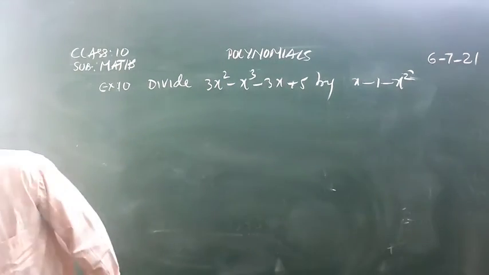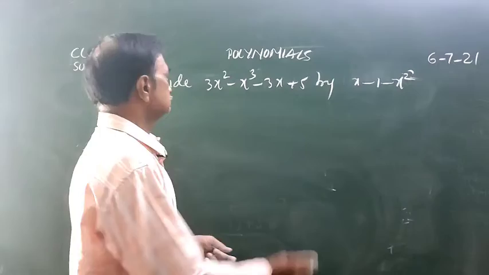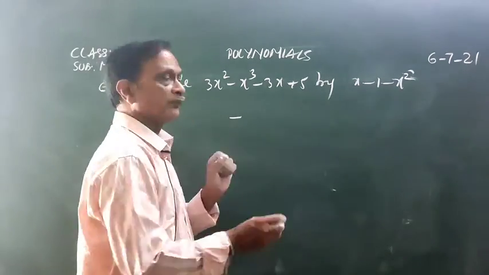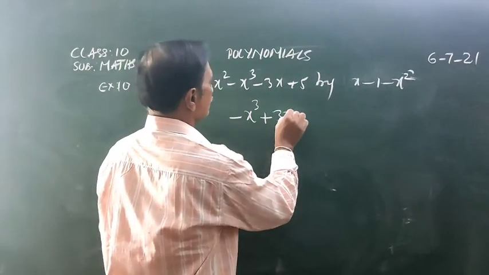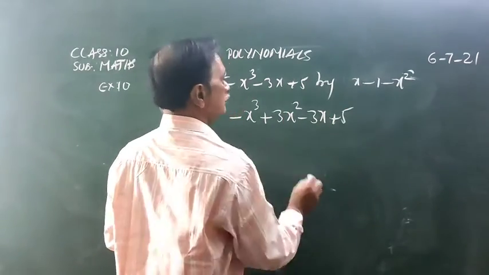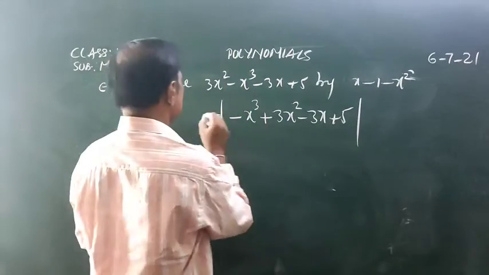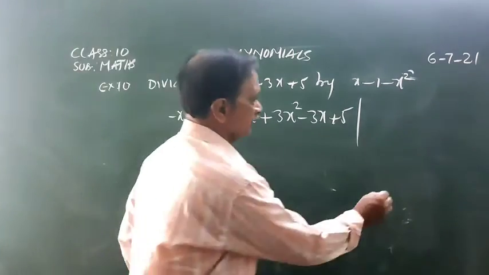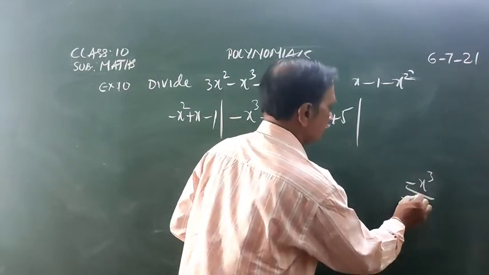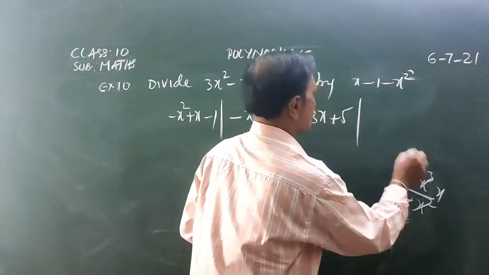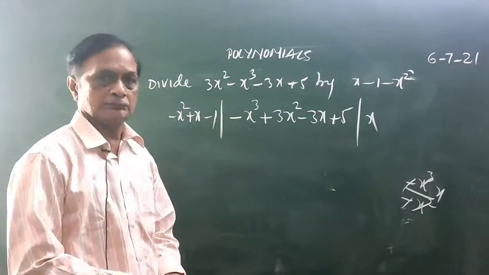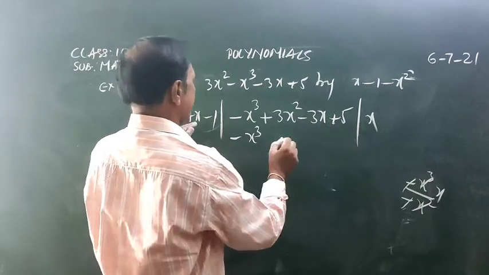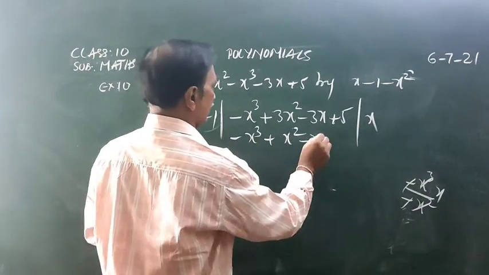Here the dividend and the divisor are not in the standard form. Write in the standard form, that means descending order of degrees or descending powers of x. Minus x cube plus 3x square minus 3x plus 5 by, and rearrange it, minus x square plus x minus 1. Divide the first term of the dividend by the first term of the divisor. x. Write x as the first term of the quotient and multiply the divisor by the x. x into minus x square, minus x cube; x into x, x square; x into minus 1, minus x.